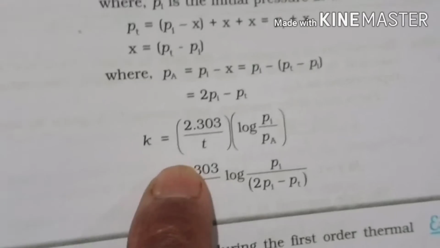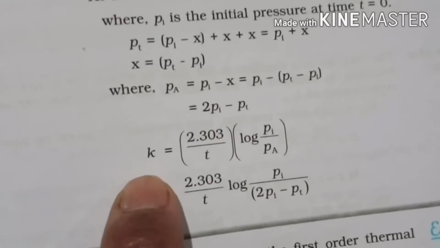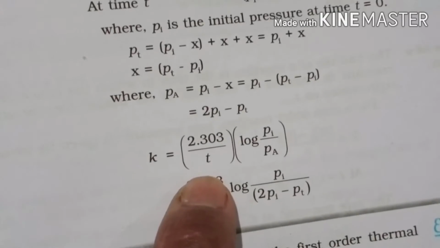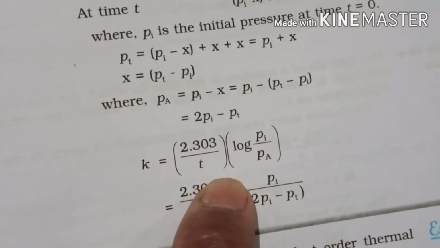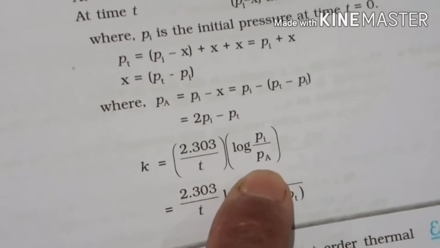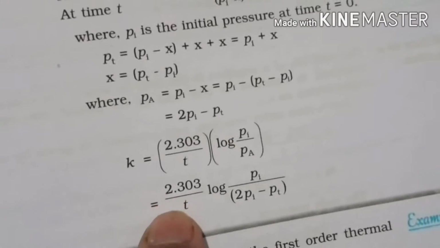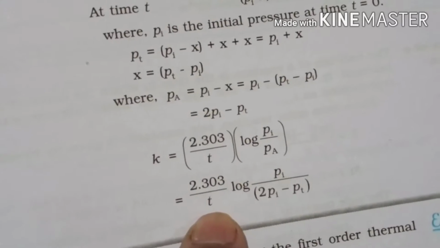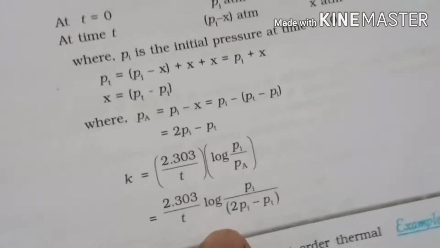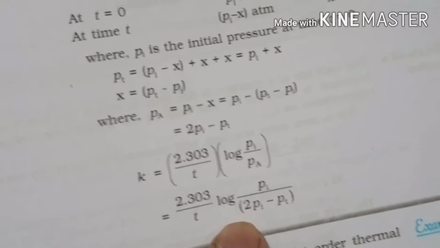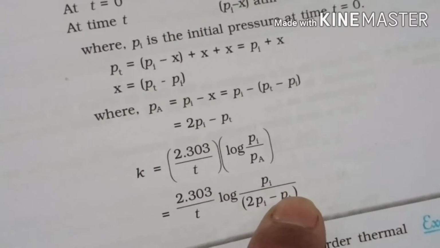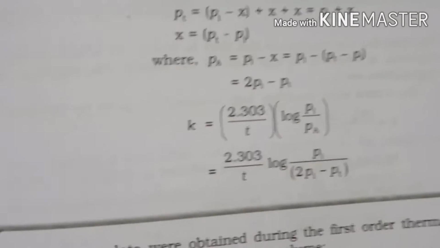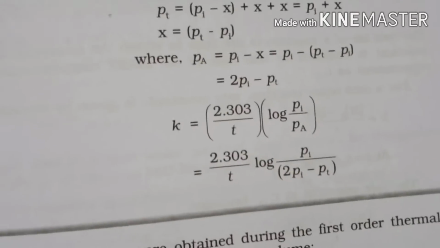So K, the rate constant for this gaseous reaction, is equal to 2.303 by T log of P1 by PA. So this is equal to 2.303 by T log of P1 divided by twice P1 minus PT. This is the rate constant for the first order gaseous reactions.